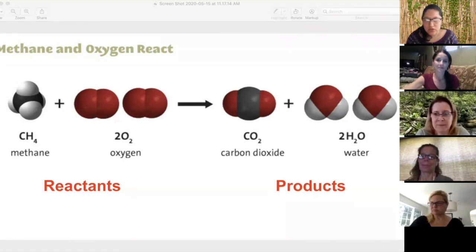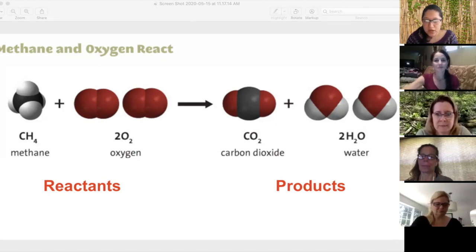Their bonds start to break apart, and then their atoms rearrange themselves to create new bonds and to form products or new molecules. In this case, they are forming carbon dioxide and water. Where do the atoms come from that make the carbon dioxide and the water on the right side of this equation?